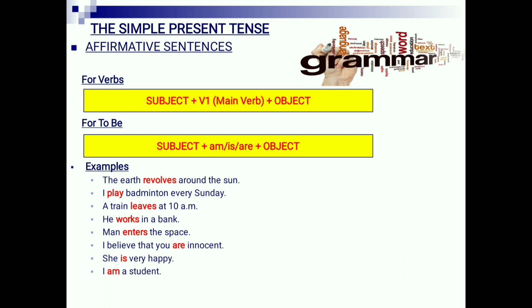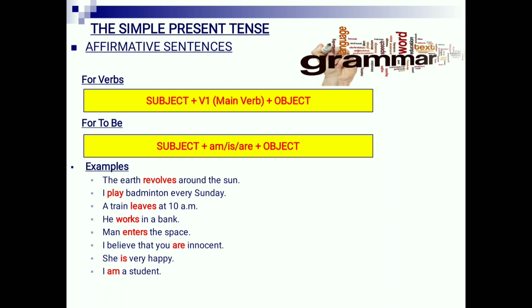See, the earth revolves around the sun. I told you that when the subject is in third person singular, we have to add s or es to the main verb, and the verb will remain in the first form. We don't add s or es to the singular and plural subjects of first person and second person. These changes are only for the third person singular subject.